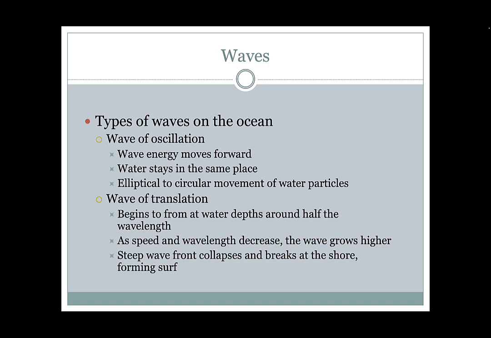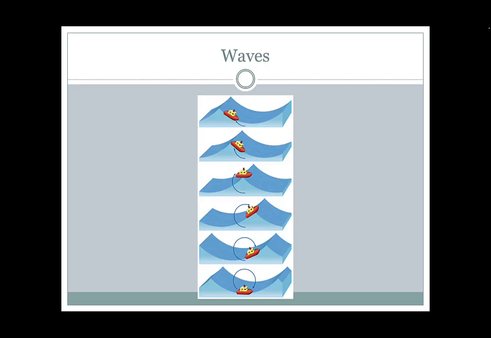The other type of wave is a wave of translation. That's when the wave motion starts to feel the bottom of the ocean and sort of trips over itself so that the top of the wave is moving faster than the bottom of the wave, and the entire thing breaks right at the shore, which forms the surf zone.